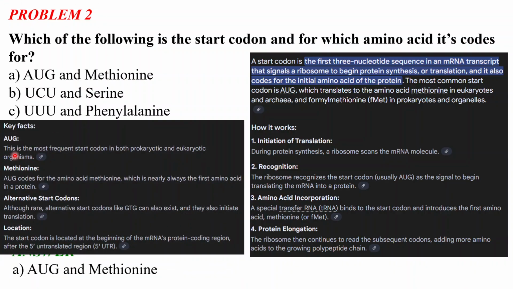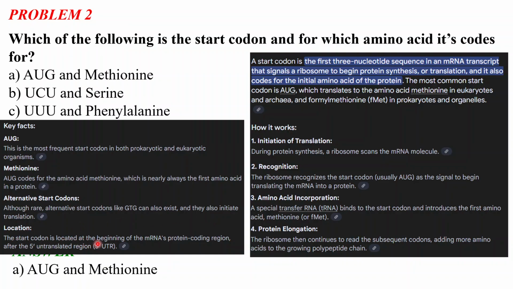Key facts are like this. AUG is the start codon, the most frequent start codon in both prokaryotic and eukaryotic organisms. Methionine: AUG codes for the amino acid methionine, which is nearly always the first amino acid in a protein. Alternative start codons are extremely rare, but there are some, like GUG, which can also exist and initiate translation.